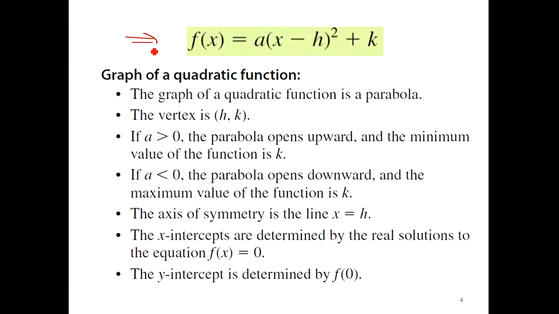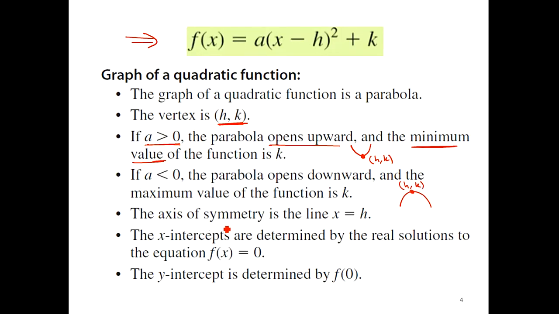Look at this. This is the vertex form for a quadratic function. H and K, this is the vertex. Okay. If A is greater than 0, we have a parabola open up, and we have a minimum value of the function, because concave up, the vertex is the minimum, vertex H and K. If A is less than 0, negative, we have concave down. And this vertex, is it maximum or minimum? This is the maximum. H and K, this is the maximum.